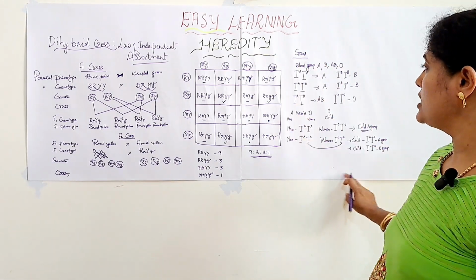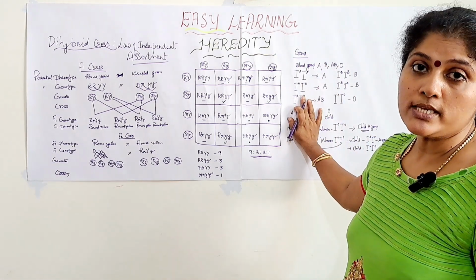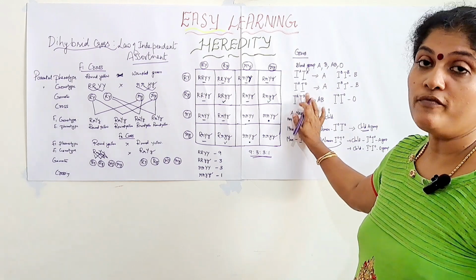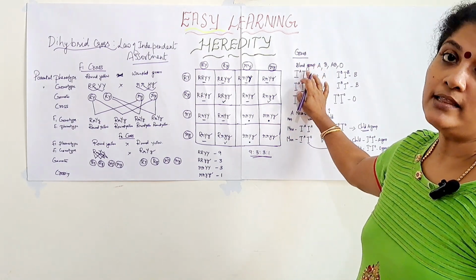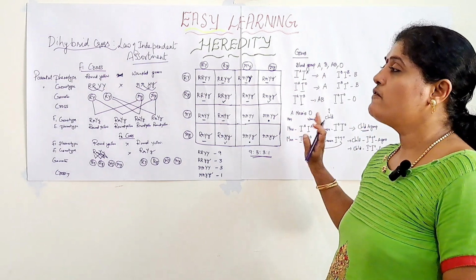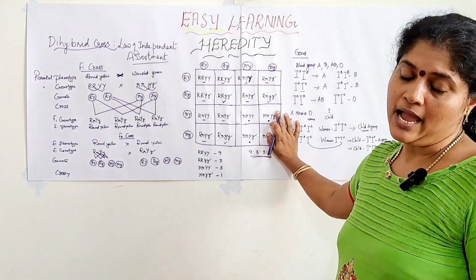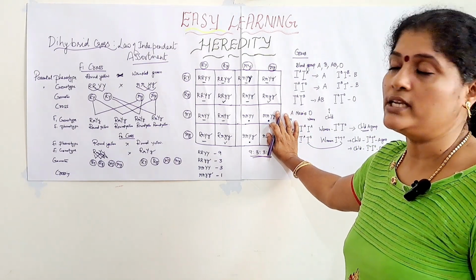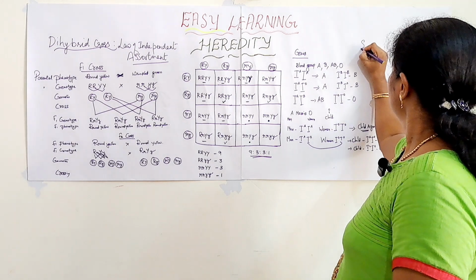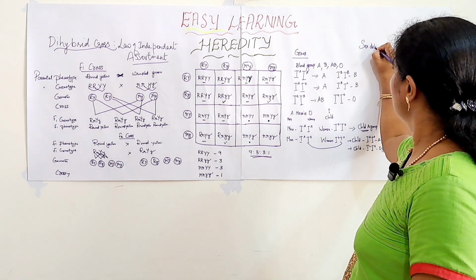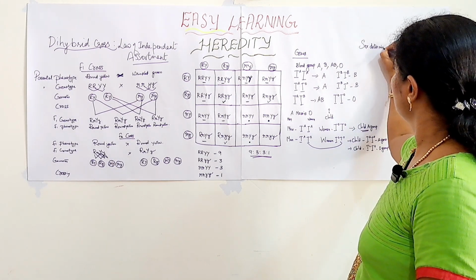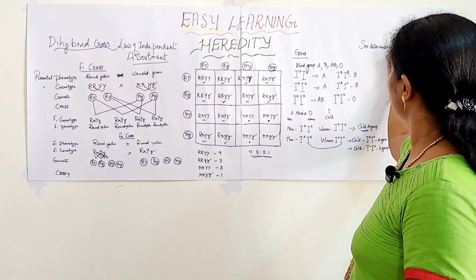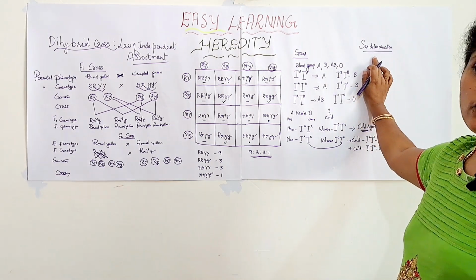Okay, I hope you have understood regarding this. Always the question comes based on this, so you should be thorough with the genotype which is present in the blood group. Okay. Next, we will move on to the last topic of this chapter, that is the sex determination of the child.